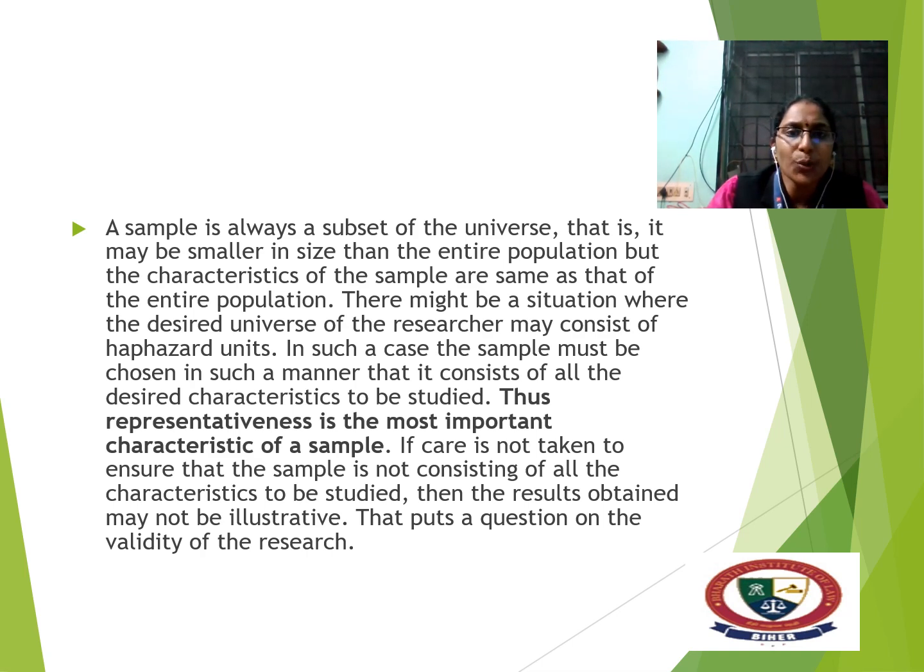There might be a situation where the desired universe of the researcher may consist of haphazard units. In such a case, the sample must be chosen in such a manner that it consists of all the desired characteristics to be studied. Thus, representativeness is the most important characteristic of a sample. If care is not taken to ensure that the sample consists of all the characteristics to be studied, then the results obtained may not be illustrative. That puts a question on the validity of the research.